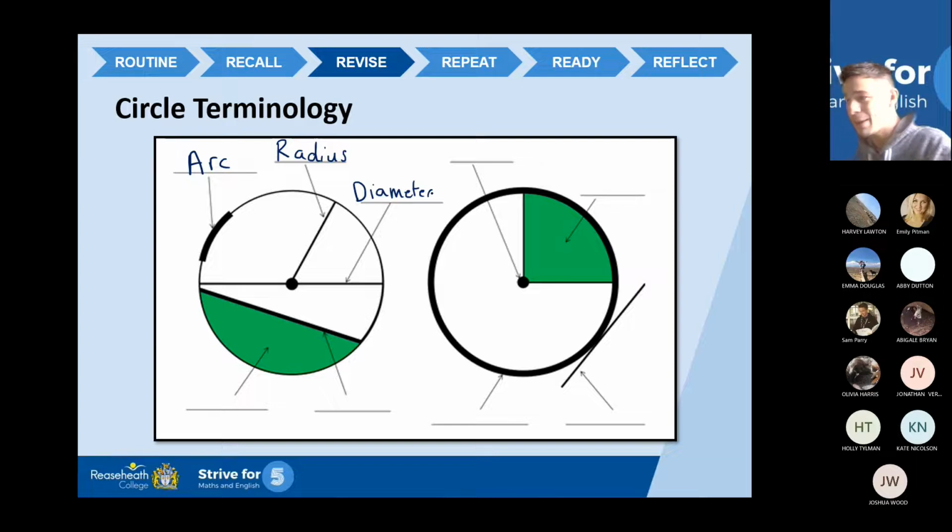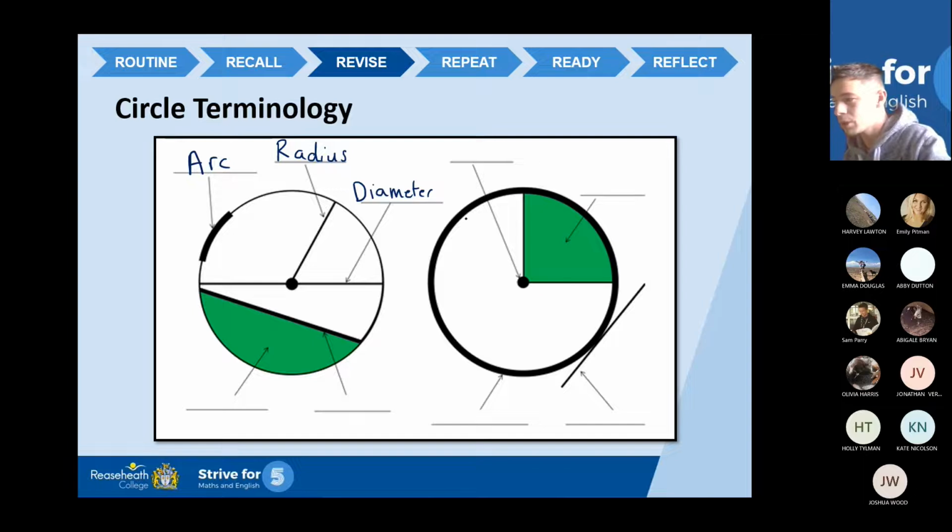Now, the radius and the diameter share a special relationship. If you know one of them, you can calculate the other. The radius is half the length of the diameter. So if I know the radius, I can double it and I'll get the diameter. And if I know the diameter, I can half it and then I'll have the radius. So those two are kind of like brothers, if that makes sense. They link together. So if you know one of them, you can use it to work out the length of the other.